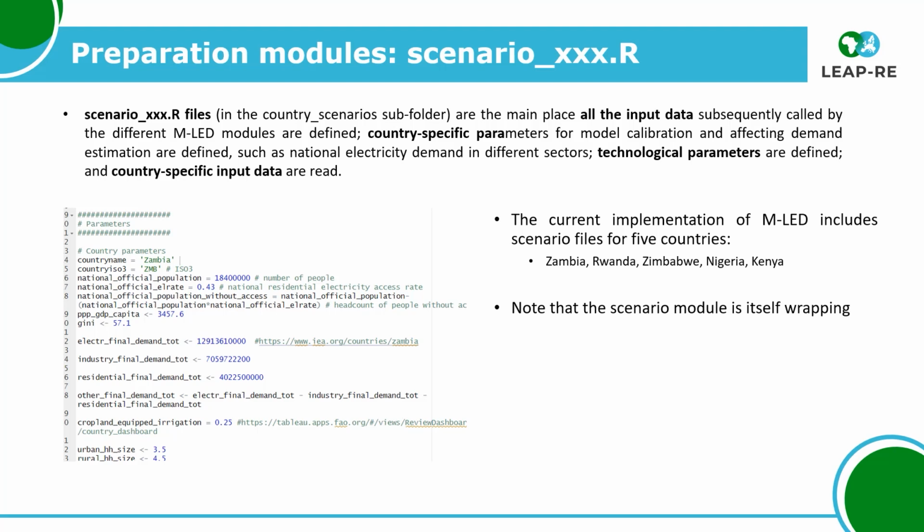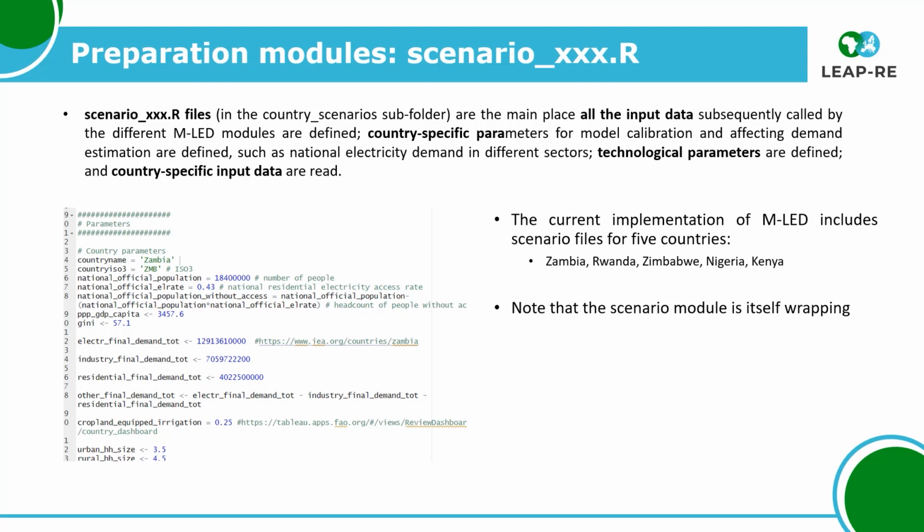Then moving to the scenario files, which are really the core areas where the user might want to take a look and check the assumptions, parameters, and input data. These files are found in the country scenarios subfolder of the MLED folder, and they are the place where all the main input data subsequently called by the different MLED models are defined, as well as country-specific parameters for model calibration and affecting demand estimations, such as the national electricity demand in different sectors, so the official statistics that are used for calibrating and downscaling the initial level of demand, and technological parameters and country-specific input data are read.